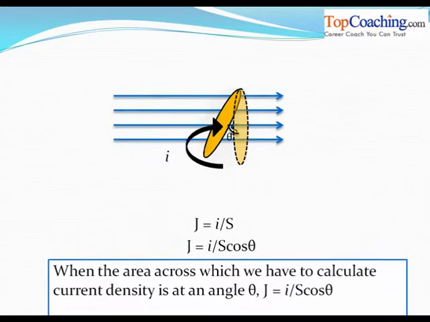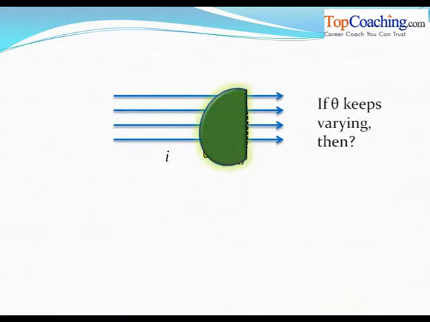Now sometimes a weird thing happens. We are given an area that is making different angles with the electric current at different places. And we are given the current density, and we are asked to calculate the electric current flowing through this area.